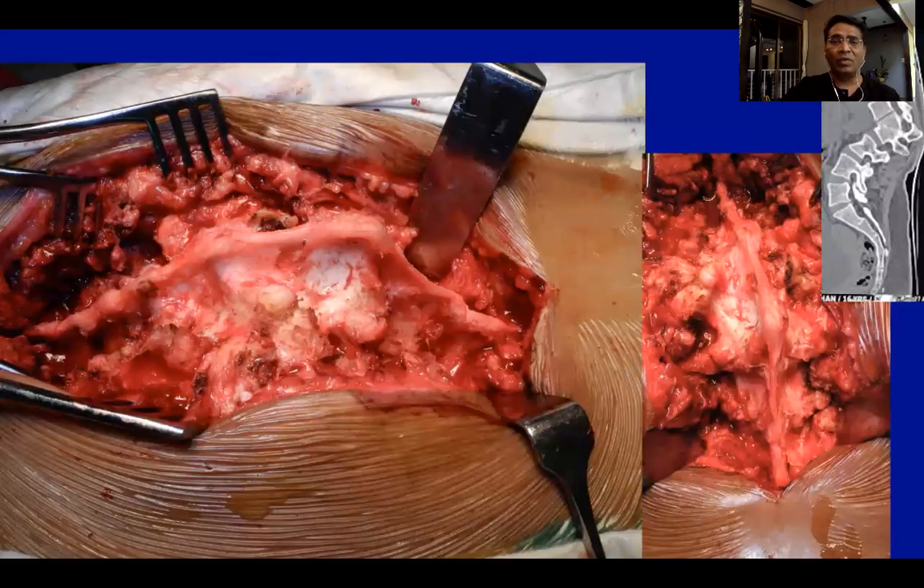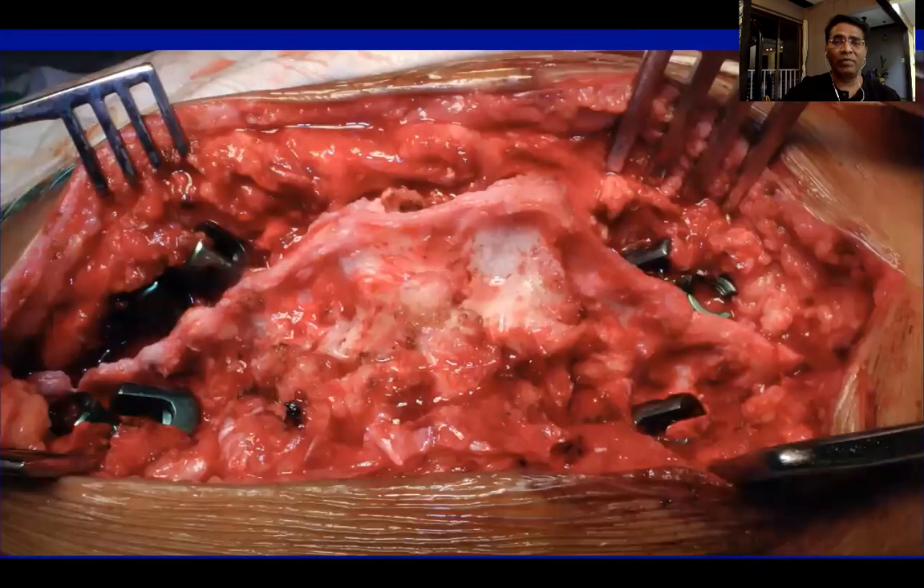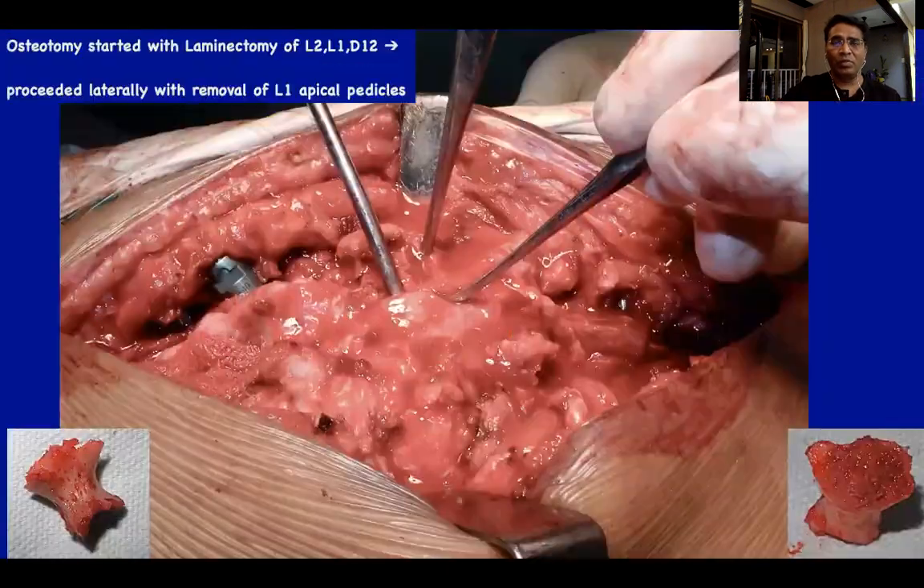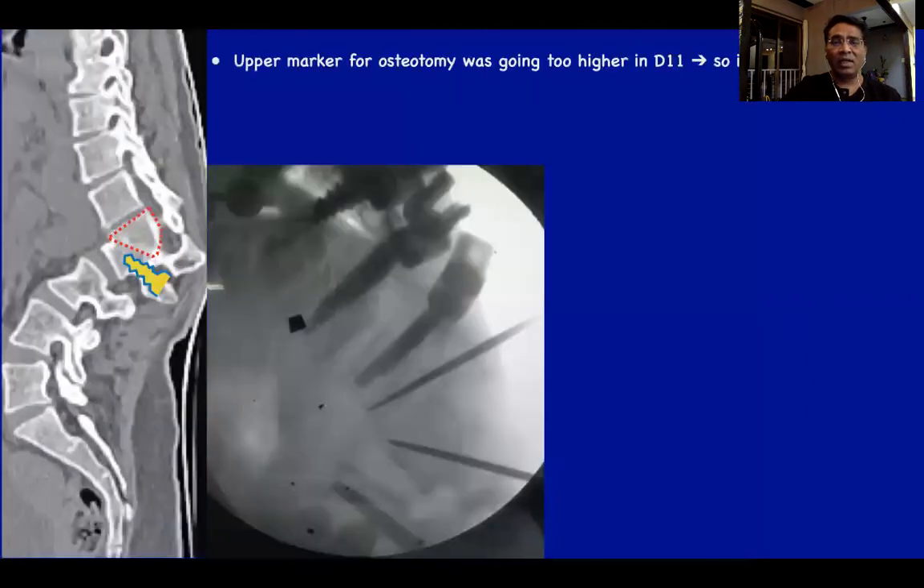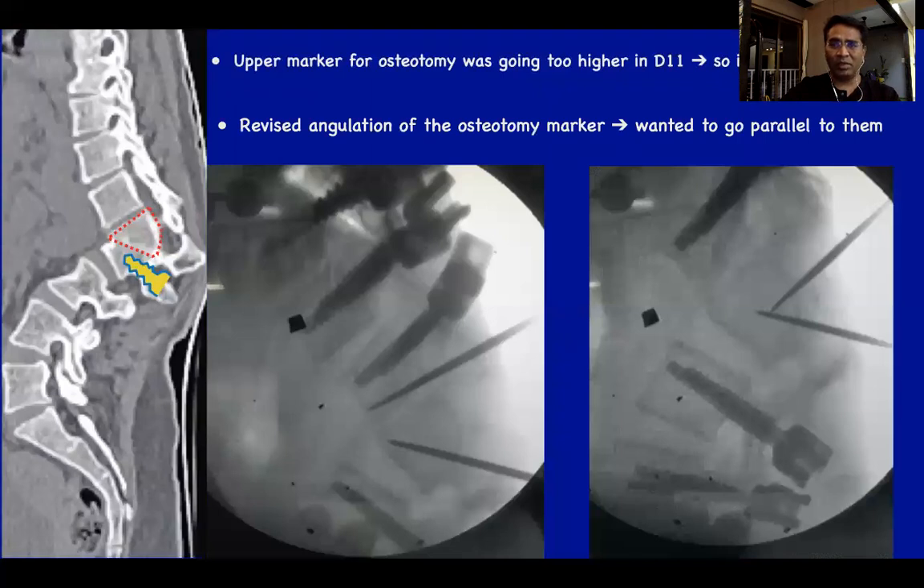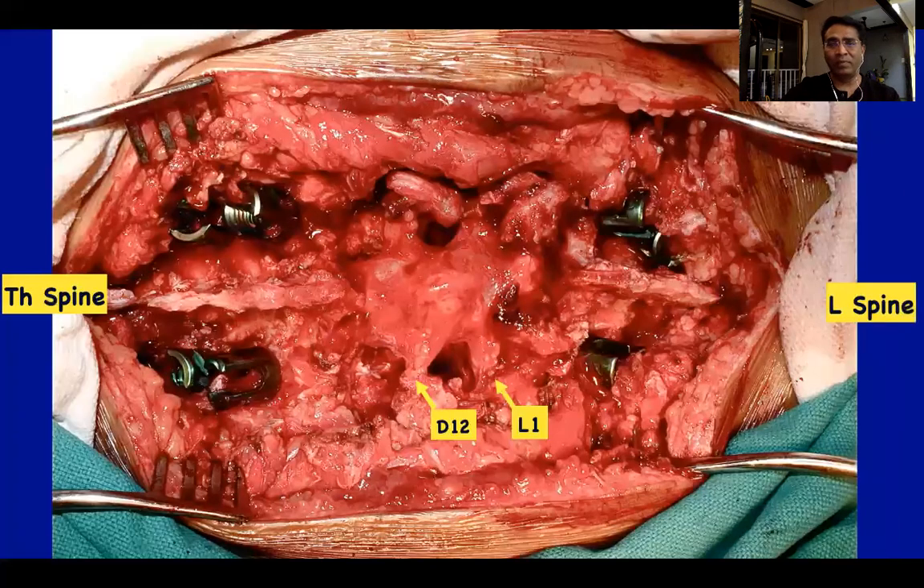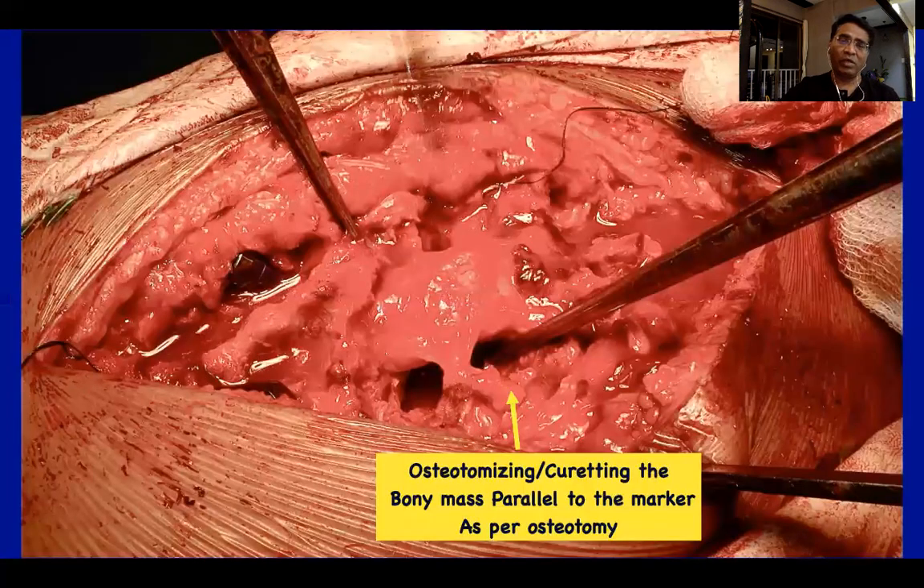So that was the exposure, the marking of the osteotomy, instrumentation, removal of the posterior elements and lateral elements, and then the lower marking site looks to be absolutely good, just above the L2 pedicles, but the upper marker is a bit heavy. So we corrected the marking of the upper vertebra, the upper cut. So that is where we wanted to have the upper cut, and the lower cut was like this. This was the D12 L1 roots. We'll have to work around the roots.